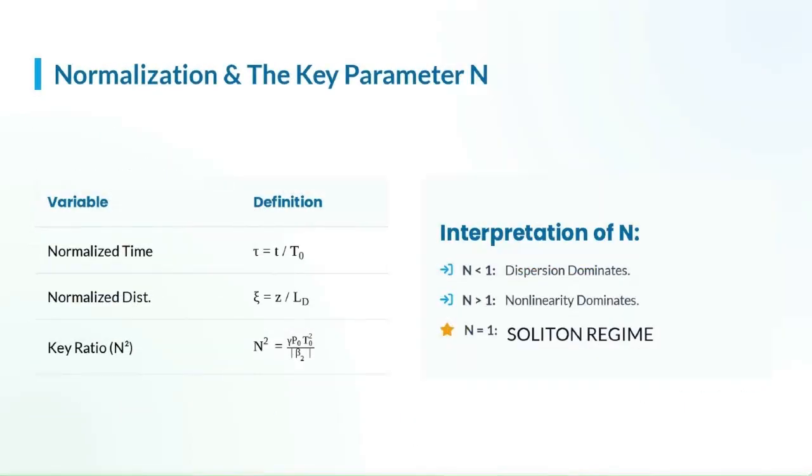To better analyze the equation, physicists often normalize the variables. As shown on the slide, characteristic length scales are introduced. One of them is the dispersion length, and the other is the nonlinear length. Their ratio defines the dimensionless parameter N. This parameter tells us which effect dominates the system. If N is smaller than 1, dispersion dominates. If N is greater than 1, nonlinearity dominates. But the most interesting case happens when N equals 1. That is the soliton condition.